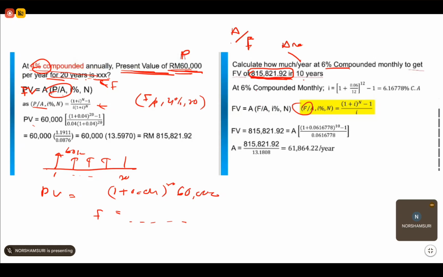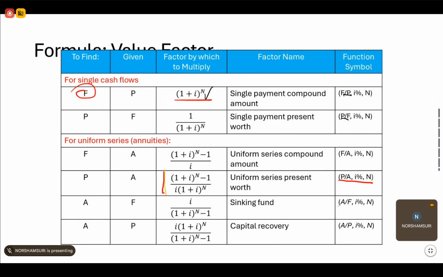Slightly missing here, because here they calculate how much per year. So it's an annuity at 6% compounded monthly to get a future value of 800,000. You already have the future value, and then you want to get the annuity. So you have to calculate A over F, with 6% and a 10-year period. The A over F is this formula, so you have to use this formula.